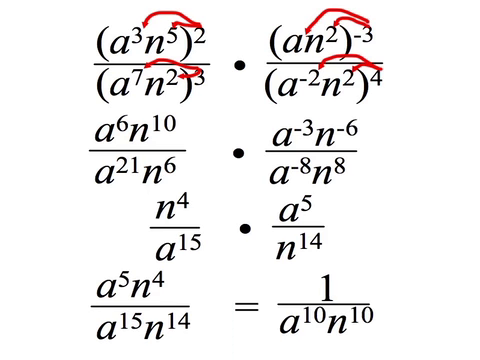And in this case, the denominators have the larger exponents. 15 minus 5 is 10, so we place it in the denominator. 14 minus 4 is also 10. We place that in the denominator. Yes, we could also write this as a to the negative 10th times n to the negative 10th, but I'm of the school that prefers to write my final expressions without negative exponents, so I write 1 over a to the 10th times n to the 10th.